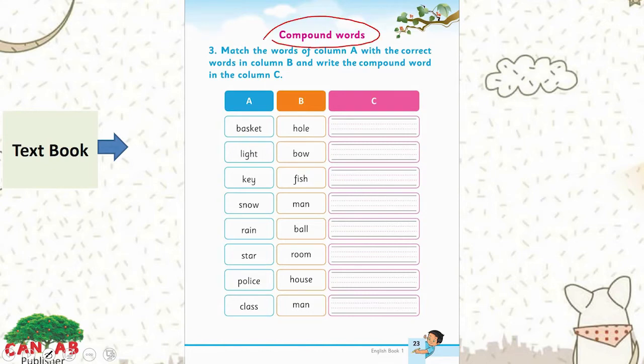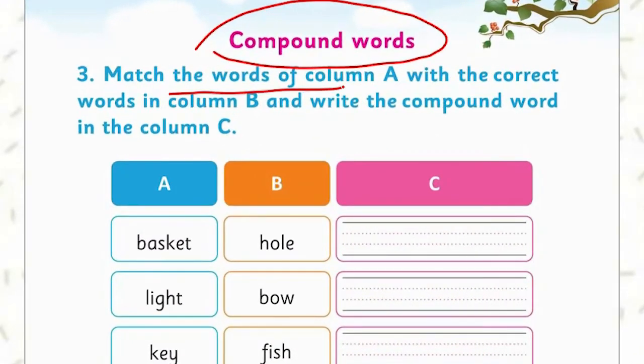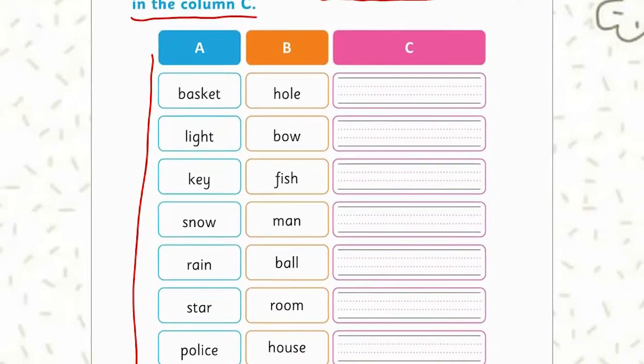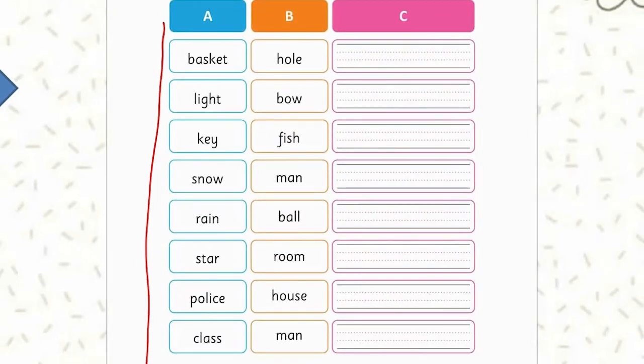What are the compound words? I know you are familiar with the compound words because we have done it in your previous lessons too. Match the words of the column A with the correct words in column B and write the compound words in the column C. You have to match all these words with the right and suitable words with the column B. For example, the basket is matched with what?